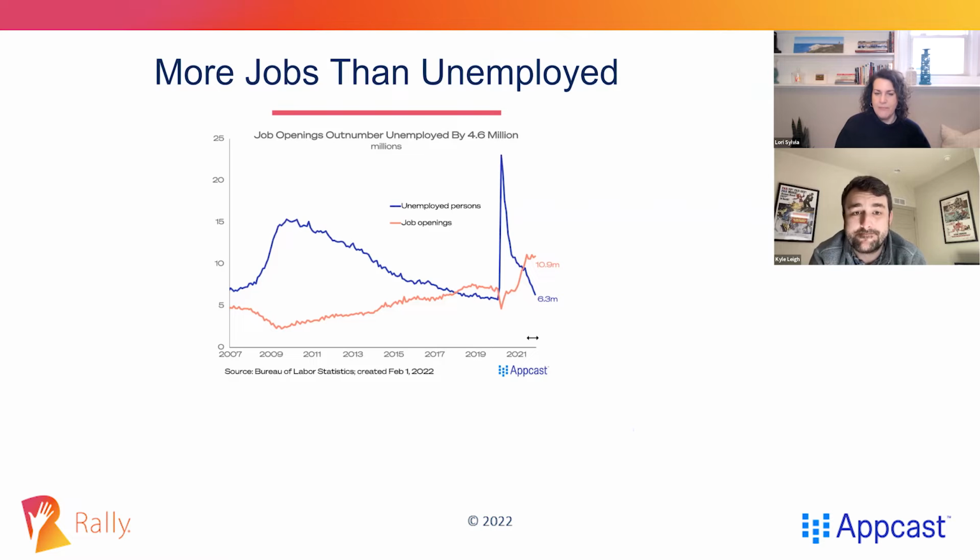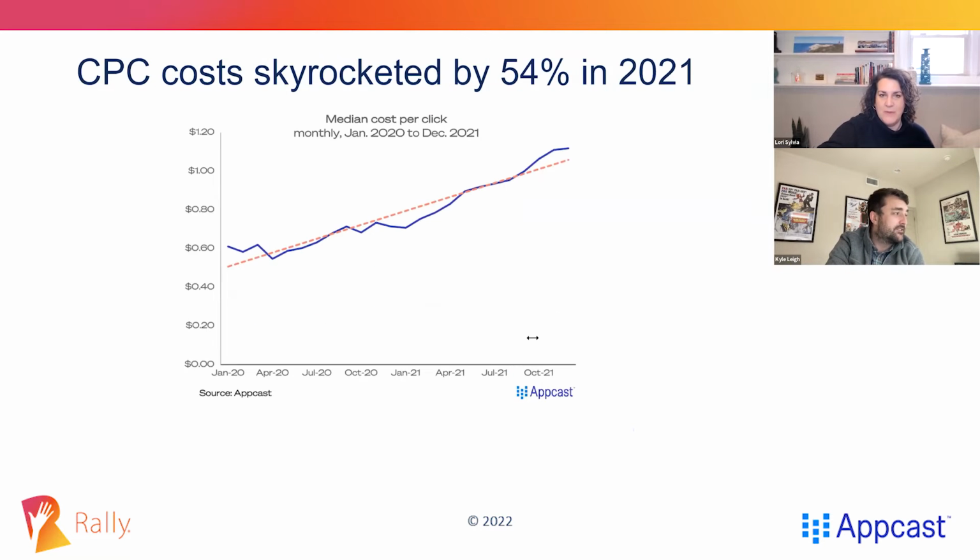I was just writing down that 4.6 million number. If you're trying to help your boss and your stakeholders understand why it is so difficult to recruit right now, that is a number you should remember: 4.6 million more jobs than unemployed people. Yeah, it's pretty crazy.